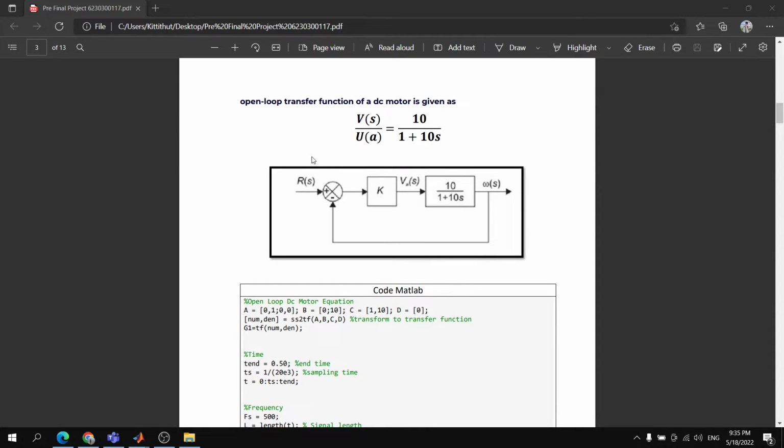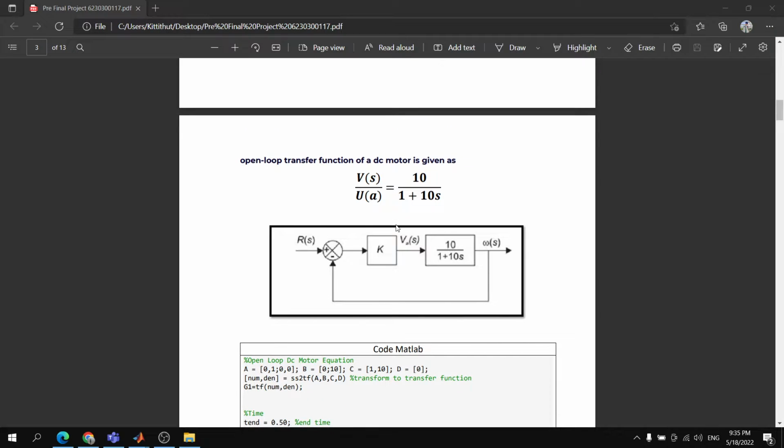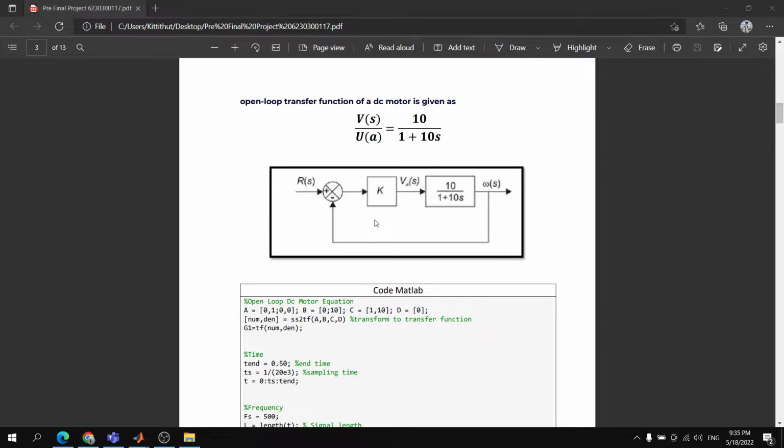This open loop transfer function of the DC motor is given as V S divided by U A equals 10 divided by 1 plus 10 multiplied by S, and this is the block diagram of the open loop transfer function of the DC motor.